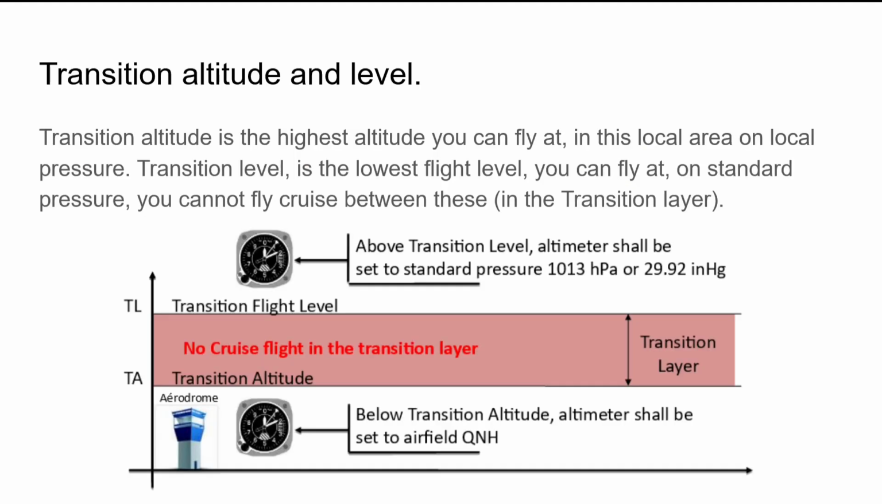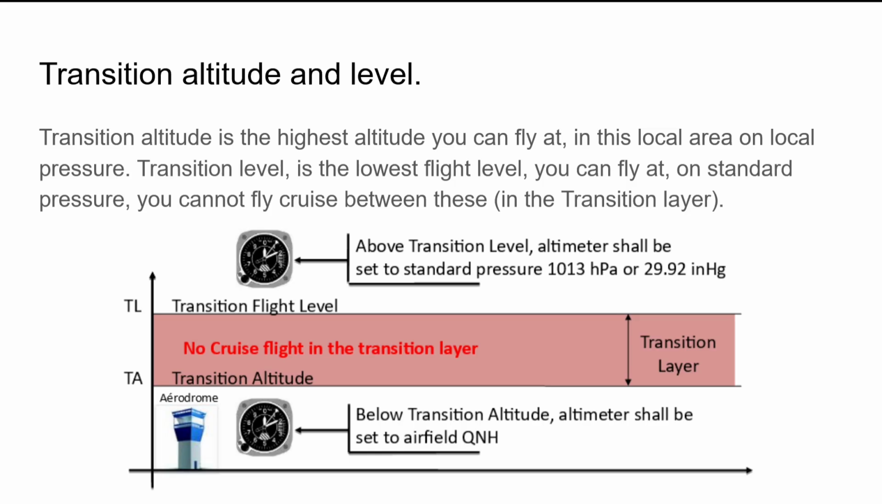Now, linking into air pressure, we have transition altitude and levels. The transition altitude is the highest altitude you can fly at on local pressure. The transition level is the lowest flight level on which you can fly on standard pressure. And you cannot cruise between these.